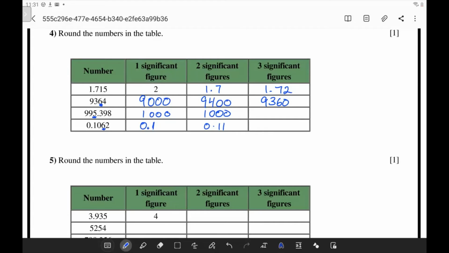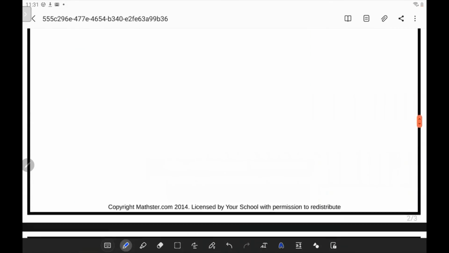The third one is how much? So 995.0, because that's 995. Well, 0.0 would not add anything to it, but remember the 0.0 is significant. All right, and the last one, the three significant figures, it would be 0.106. Right.